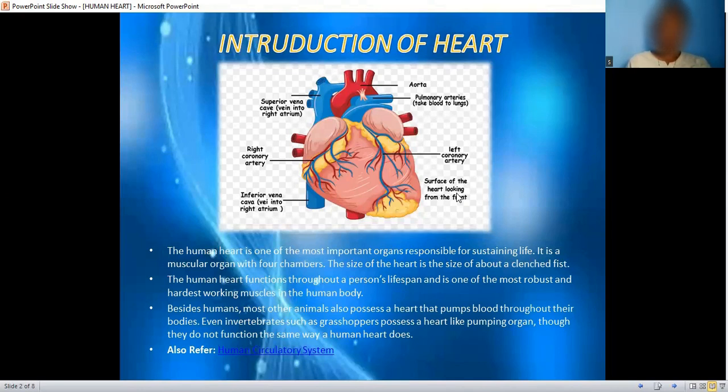the human body. Besides humans, most other animals also possess a heart that pumps blood throughout their bodies. Even invertebrates such as grasshoppers possess heart-like pumping organs. They do not function the same way the human heart does. Also refer to the human circulatory system.